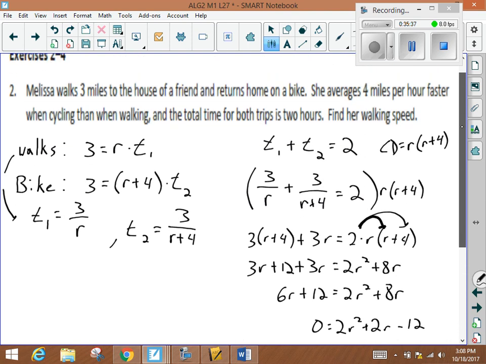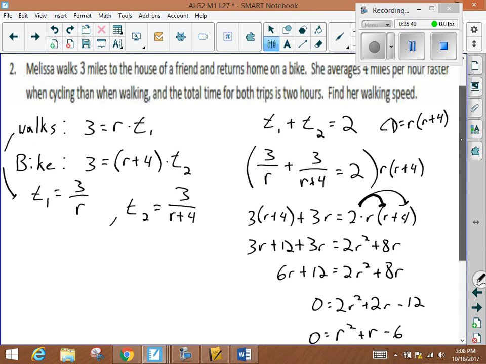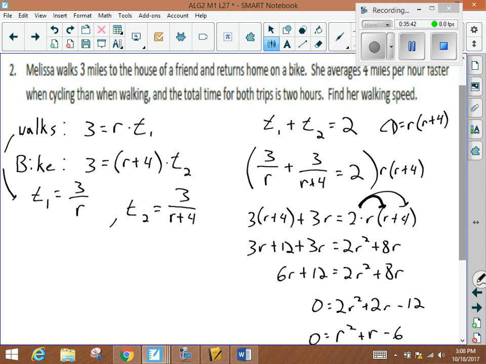So what does that mean in the context of the problem? That means that her walking speed, right, that's this one right here, was 2 miles per hour. And if we were asked, what is her speed on the bicycle, we would be able to answer that it was 6 miles per hour, right? Because the problem says it was 4 miles faster.